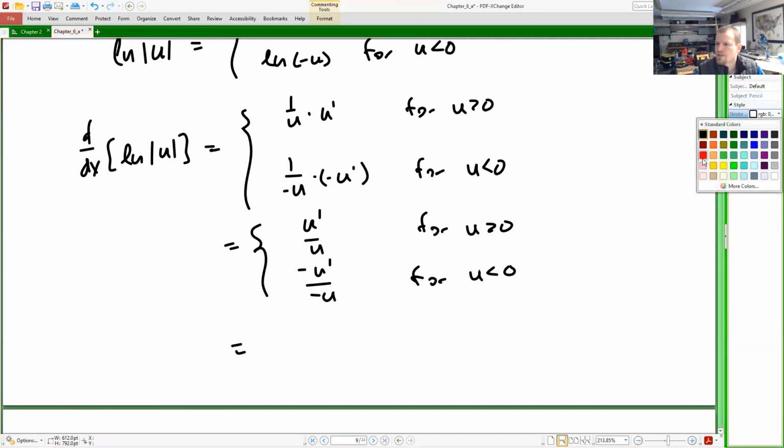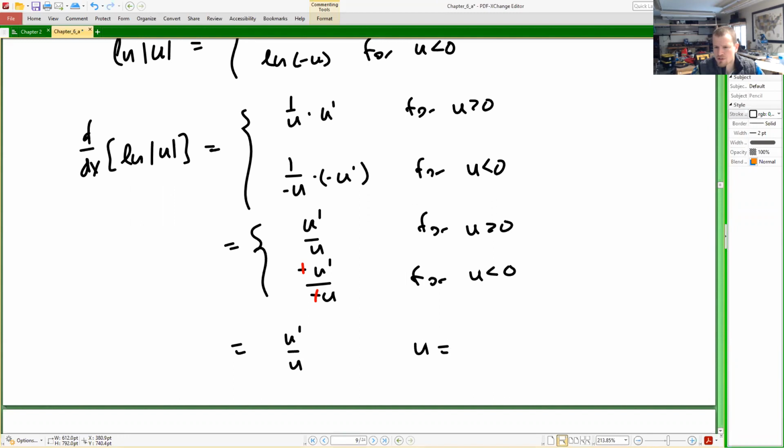Of course, we have negatives in the numerator and denominator, right? A common factor of -1, so they cancel. But that leaves us with u prime divided by u and u prime divided by u. So it's the same no matter what part that you're looking at. So once you recognize that, then you can say that the derivative of the natural log of the absolute value of u is always going to be u prime divided by u.